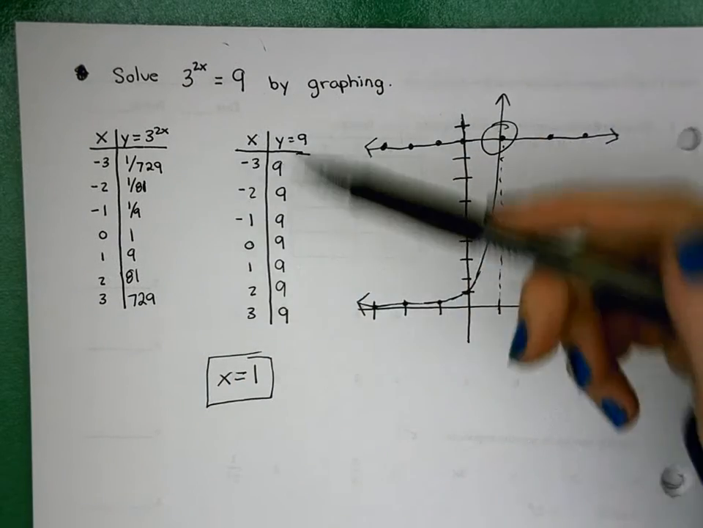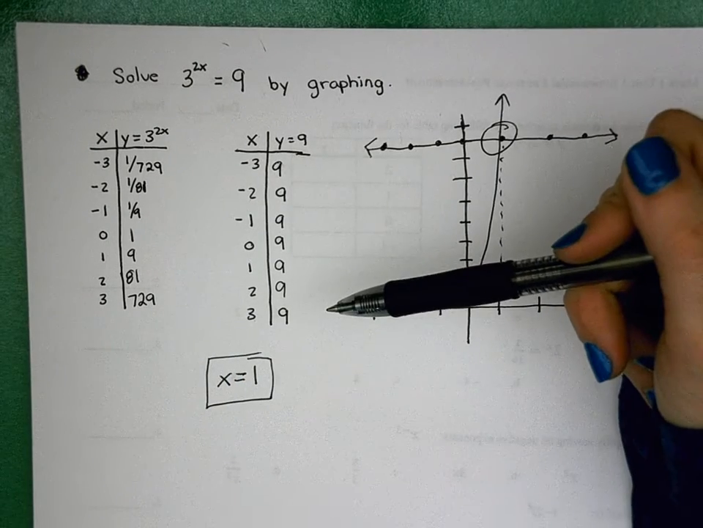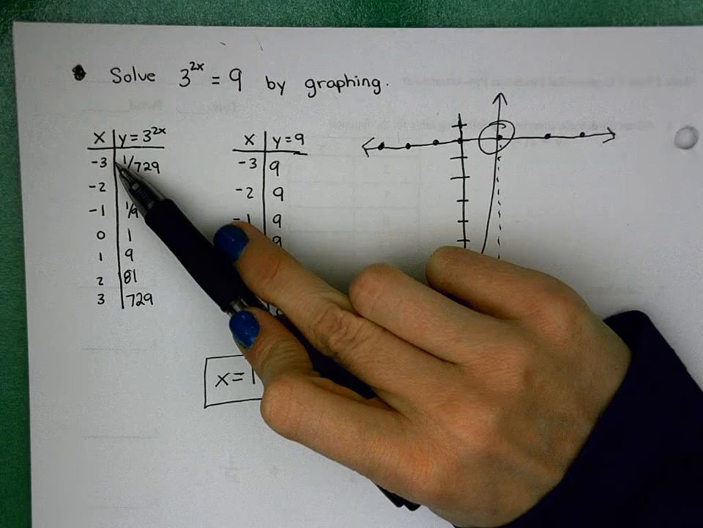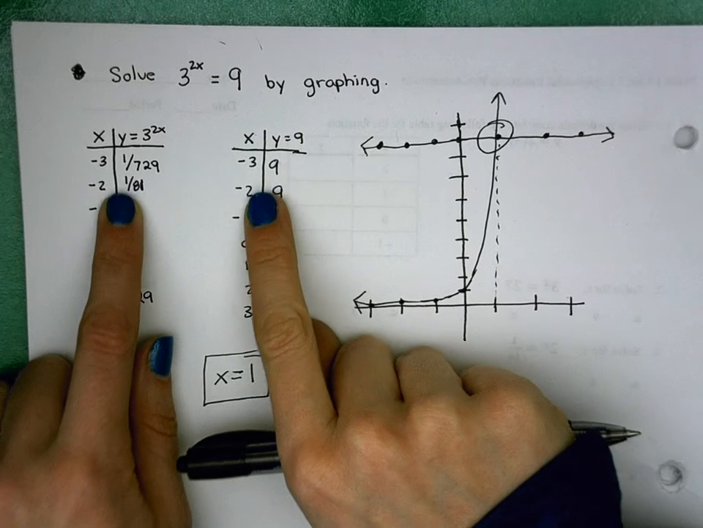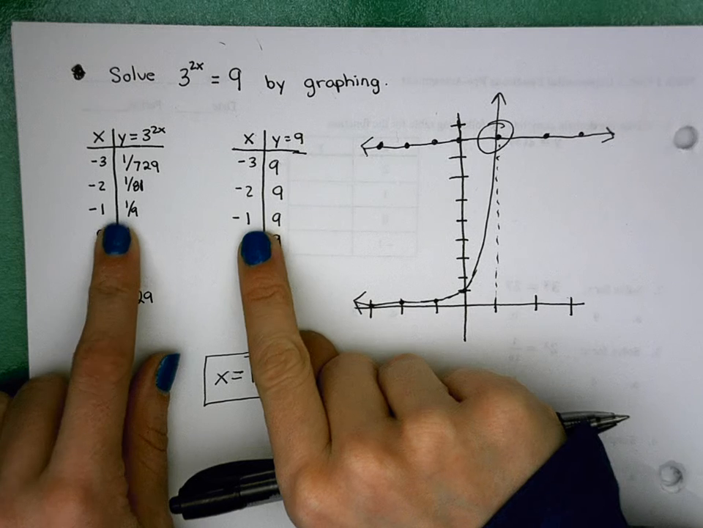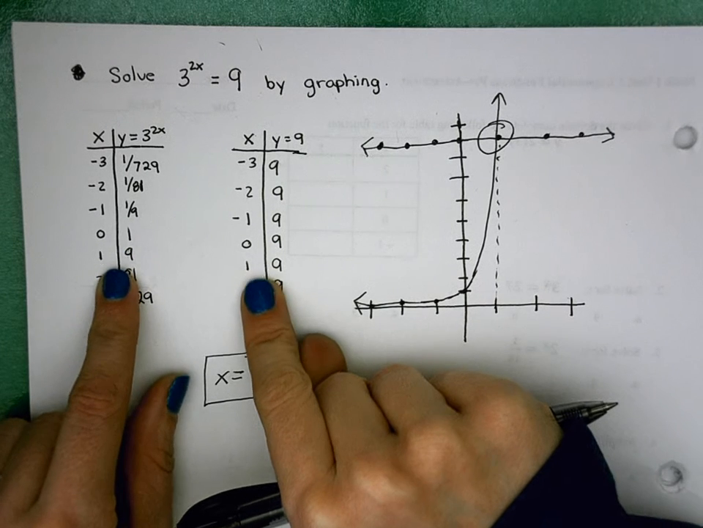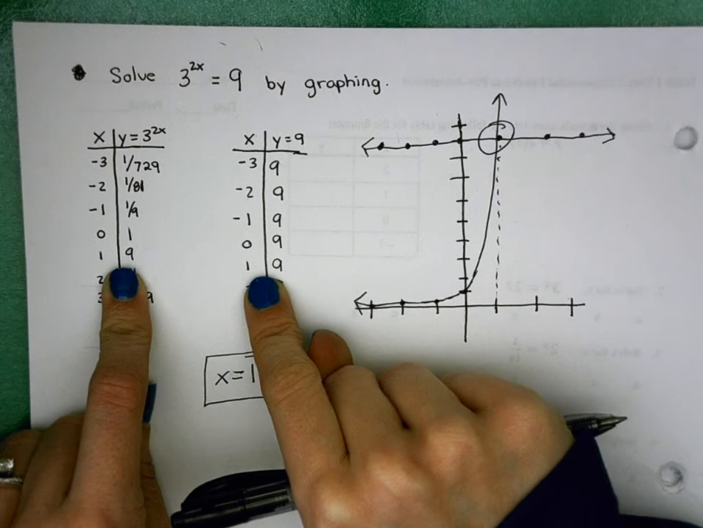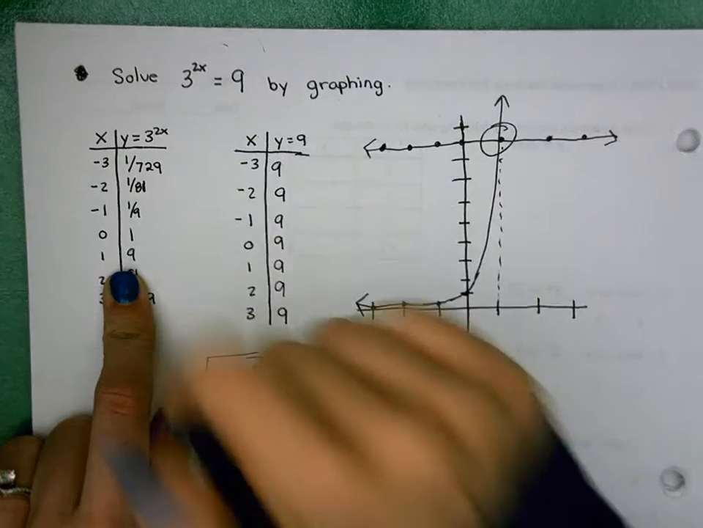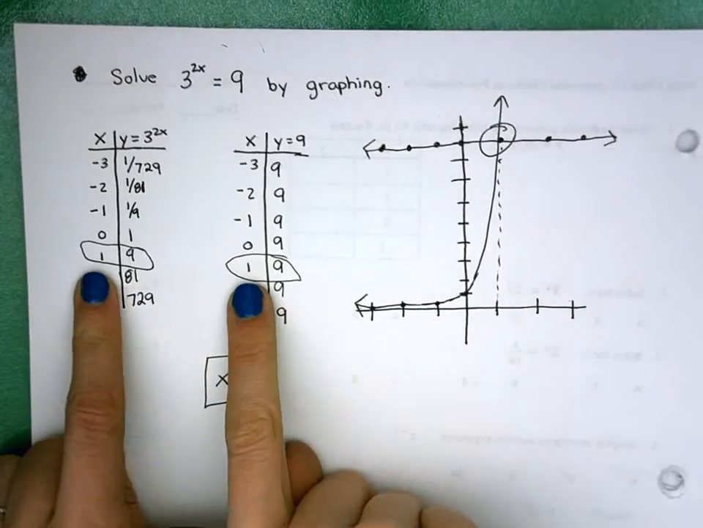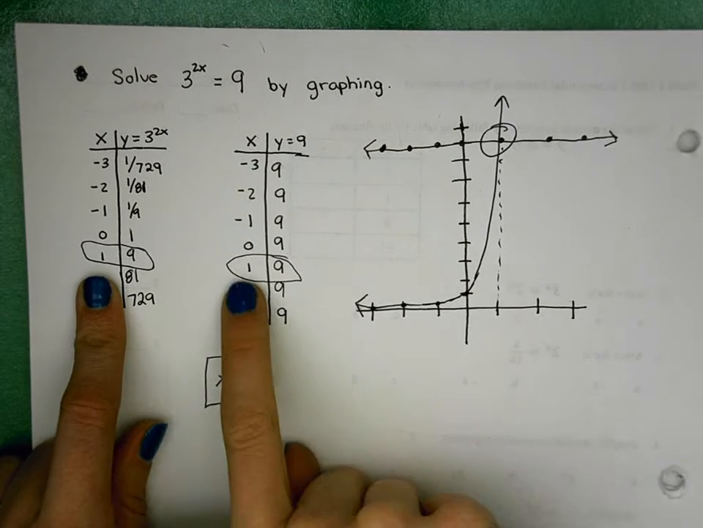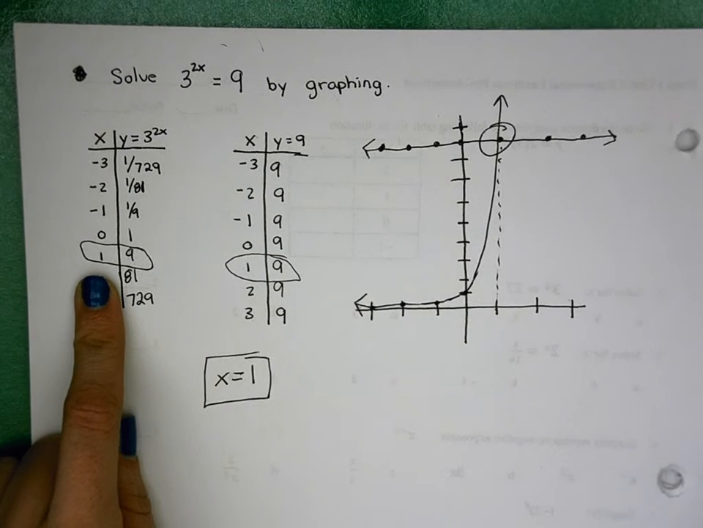The other place I can see it, though, is actually in my table, right? As I look down this table, there's one coordinate point that they have exactly in common. Not -3, not -2, not -1, not 0, but right here at 1, 9, I see they have the exact same point. This is the other place that I can go to see that x equals 1 is going to be my solution. It's my shared point.